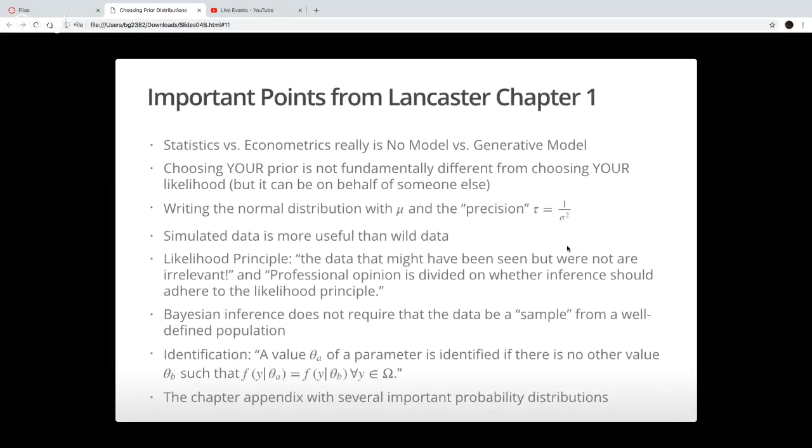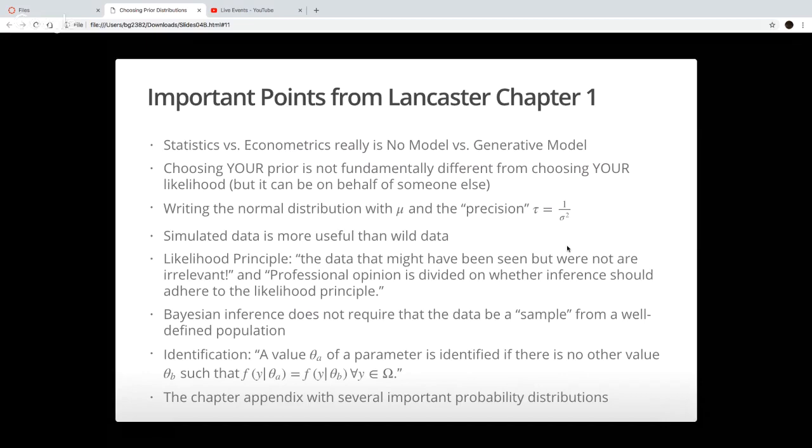So that's what it is. Important points on the Lancaster reading. It talks about this distinction between statistics and econometrics, which I really think boils down to people who don't have a generative model and are just saying, here's the mean of the data or something like that, versus people who are trying to specify a generative model for some process in the social sciences that they're interested in. It also emphasizes that choosing your prior is not really a fundamentally different exercise than choosing the distribution that you're going to use for the likelihood.